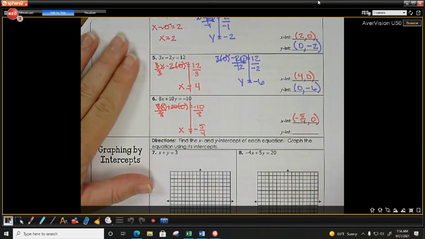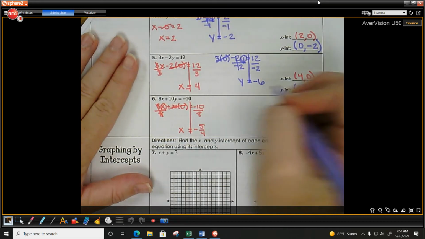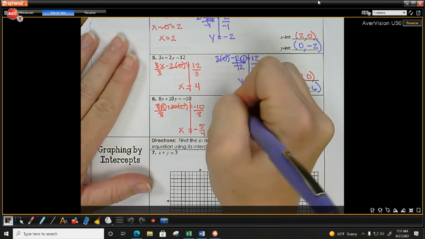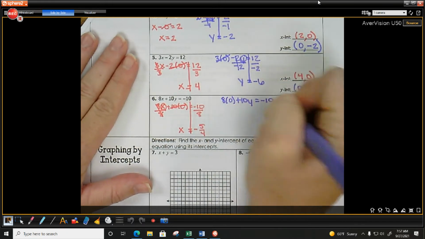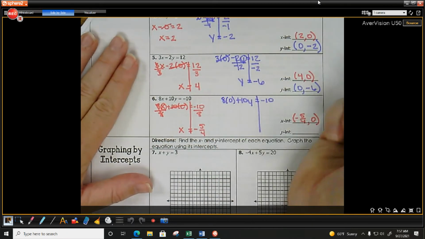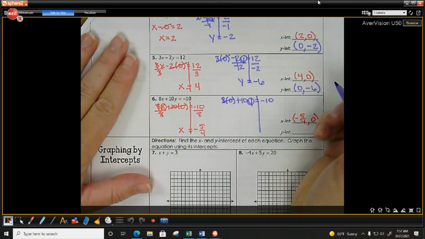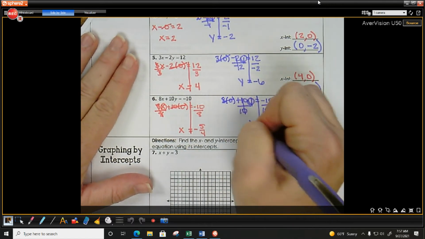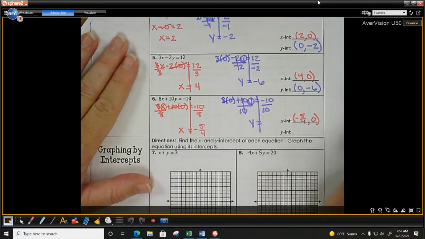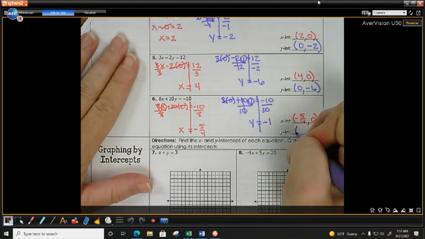To find my y-intercept, you replace x with 0. So 8 times 0 plus 10y equals -10. Well, what's 8 times 0? So how do I get y by itself? I saw lots of this is 0. That's not 0. -10 divided by +10 is -1. So what's my y-intercept? 0, -1.